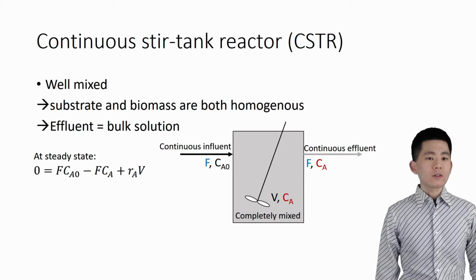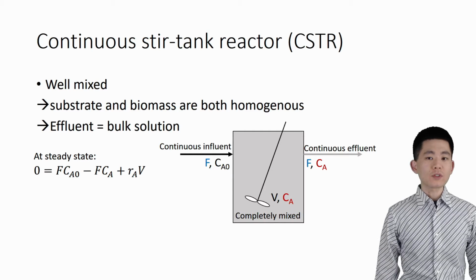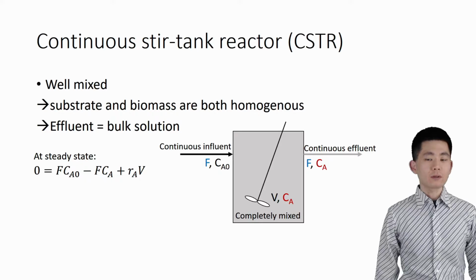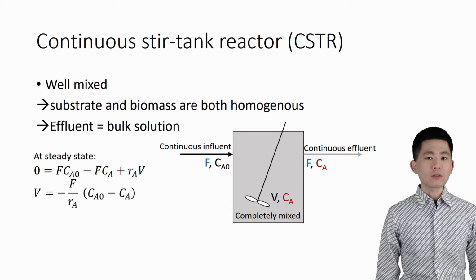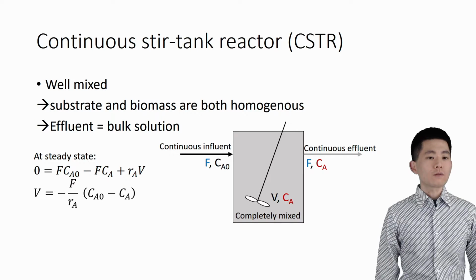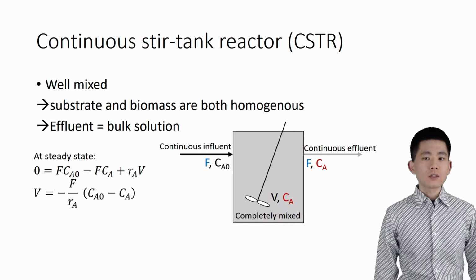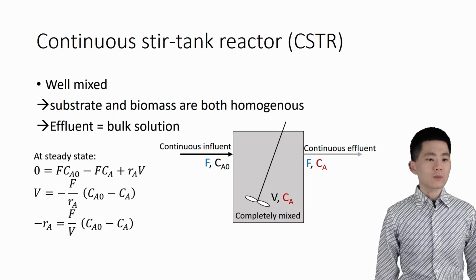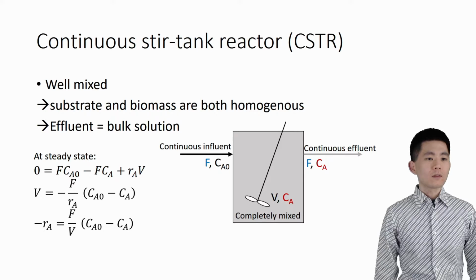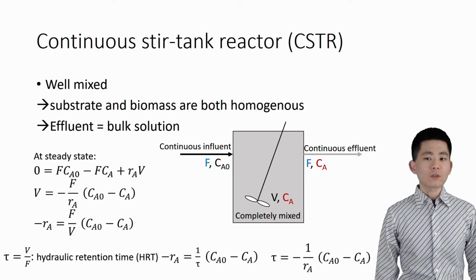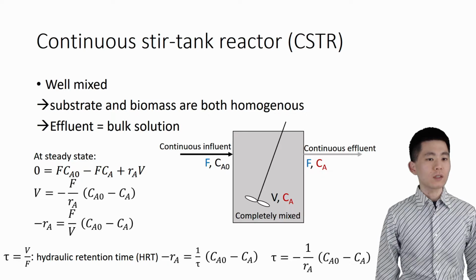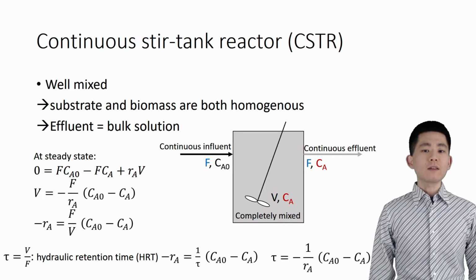At steady state, there's no concentration change of component A, so dCA over dt equals 0. Then the mass balance equation becomes this. We can rearrange the mass balance equation so that the reactor volume can be calculated from reaction rate, flow rate, influent, and effluent concentrations. Switch RA and V to get this expression. V over F is the hydraulic retention time tau. Because there's no solid-liquid separation, HRT equals SRT, which can be determined by the reaction rate and the concentration difference.